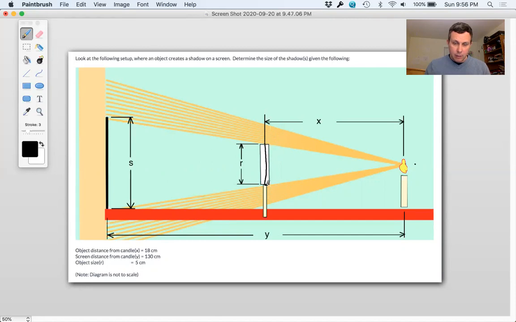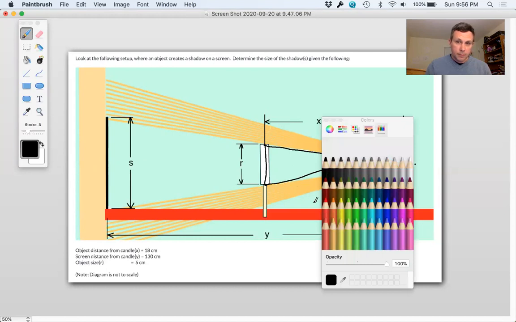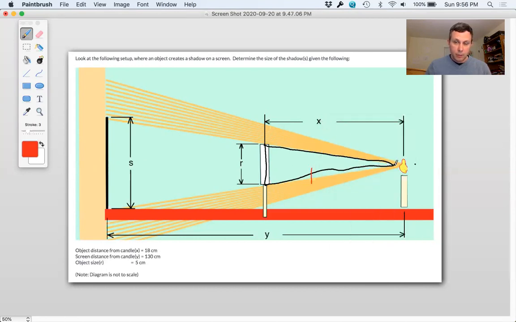The size of the object, 1, is the base of the triangle. And then, I'm not drawing in a straight line very well, but this triangle right here is from the candle to the object. Now, the new triangle that's created is also a triangle. Let me change my color here just so we can see it a little better. So there's another triangle formed because this keeps going all the way to the screen. And this triangle is similar to the other triangle.